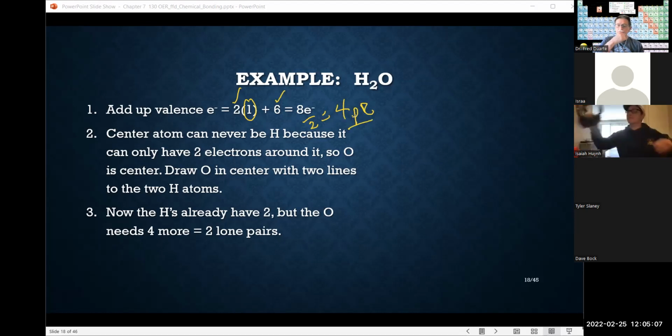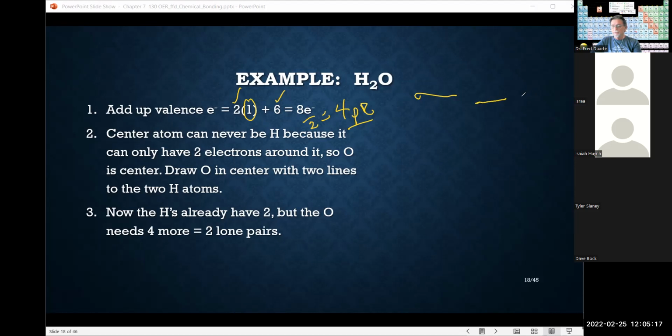Now I choose to represent the pair by simply drawing a line. A line represents a pair. There are 2 electrons there. And it's much easier and quicker just to draw a line. Now, if you prefer to do the double dots, go for it. You will not be incorrect if you use double dots.